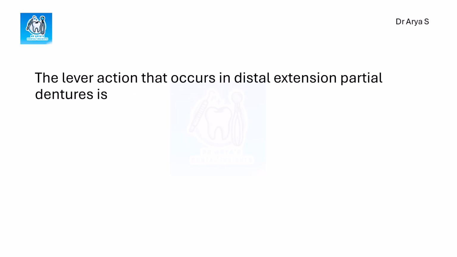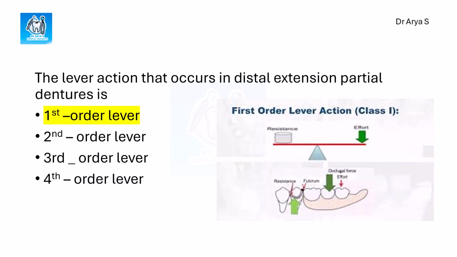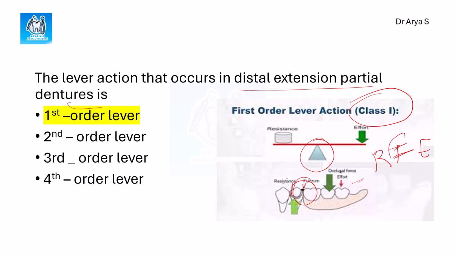Lever action that occurs in distal extension partial dentures is first order lever, or second order, or third or fourth order lever. Here the answer is first order lever. So it is the class 1 lever action that occurs in distal extension partial dentures. Here the fulcrum is in between resistance and effort. This is the fulcrum, this is the resistance and this is the effort. So fulcrum is in between resistance and the effort.